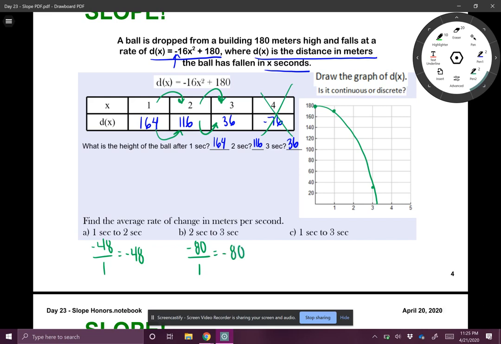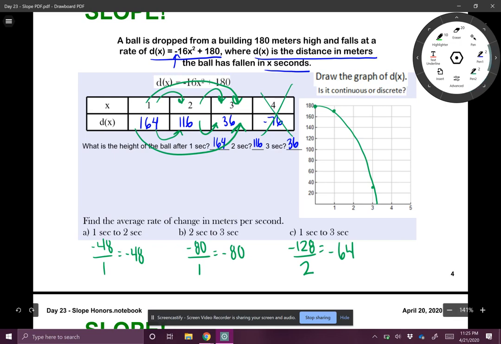Our average rate of change from 1 to 3 seconds, that's where we're making just a larger jump from 1 to 3. Our change in x is 2, from 1 to 3 is 2. And our change in y would be our 164 down to 36, which is a subtraction of 128. 128 divided by 2 gives us negative 64.